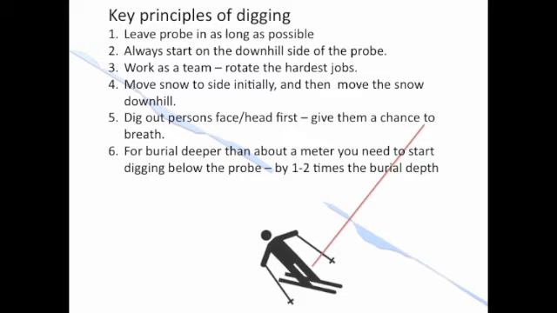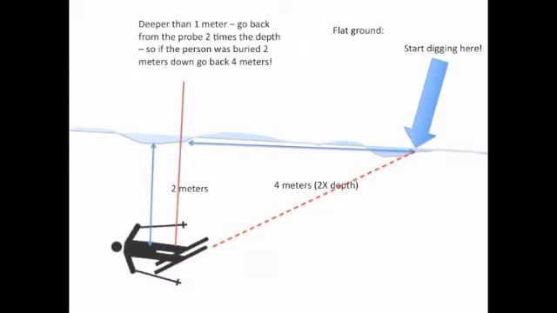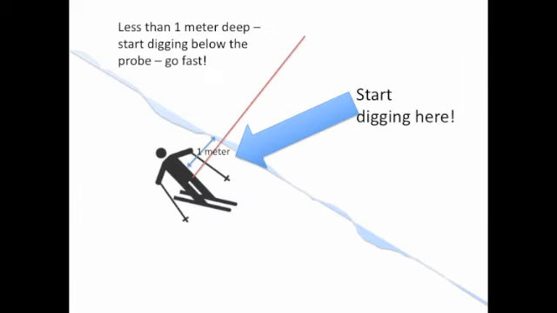Digging. Leave the probe in as long as possible. Start on the downhill side of the probe. Work as a team. Move initially to the side and then downhill. On steep slopes with a burial depth greater than a meter, go down the hill about 1 times the depth of the probe. So if it's 2 meters down, go back down the hill 2 meters. On flat slopes, go about 2 times the depth. So if it's 2 meters down, go about 4 meters back on flat slopes.